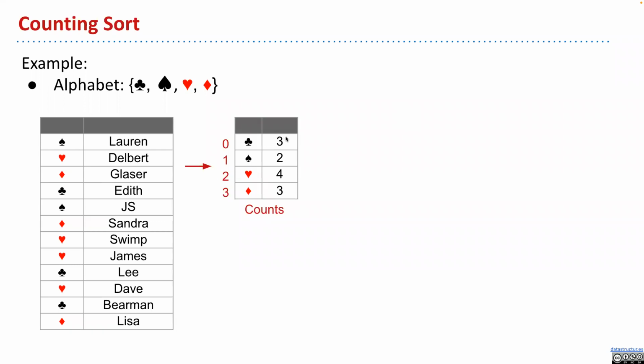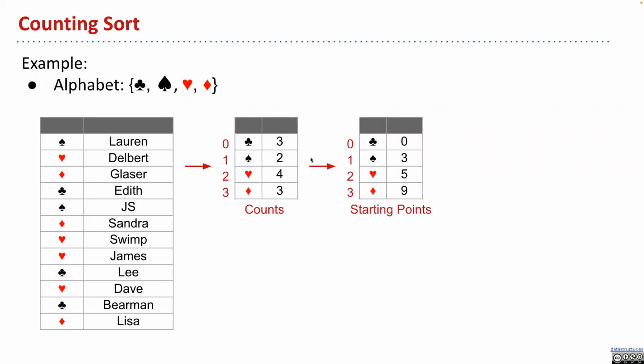Now, as you know, where does the first heart go? 5. Okay, how do I know that 5 from this list of counts? It's the sum of the 3 and the 2. So what we really care about is, once we have this counts array, we want to do what I'll call the cumulative sum of the array so far. 5 is the sum of 3 and 2. 9 is the sum of 3 and 2 and 4. So these 3 numbers here go into this 9.